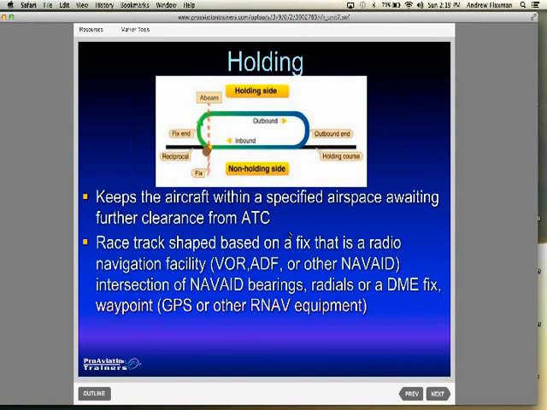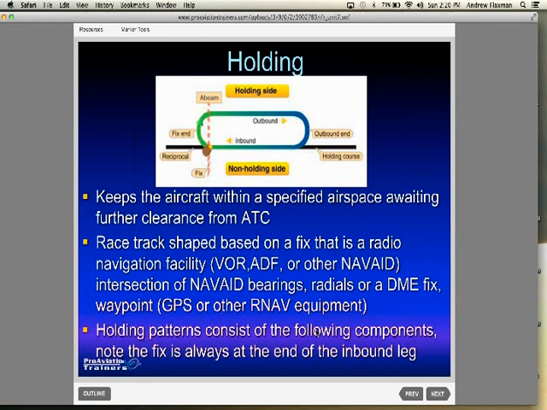Now this is talking about the hold, a racetrack shape based on a fix that is a radial navigation facility. So you're going to hold either on a VOR, an ADF, or another navaid. And you could hold on an intersection, whether you're triangulating it between 2 points or it's just a fixed GPS RNAV position. So navigate bearings, radials, or a DME fix. They could say hold on the 090 degree radial on the 15 DME from Snow VOR. So you know at least that your fixed position is 15 nautical miles away from the VOR. That's kind of rare. Usually you're holding over a defined fix, but it could happen.